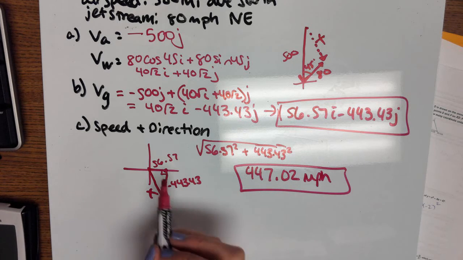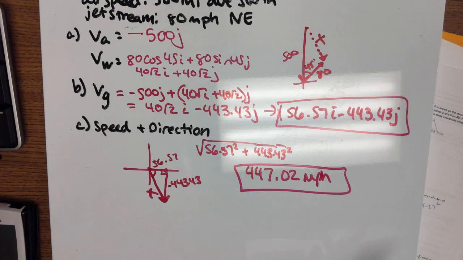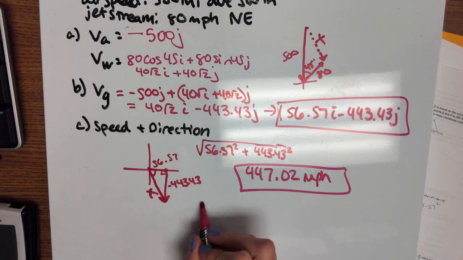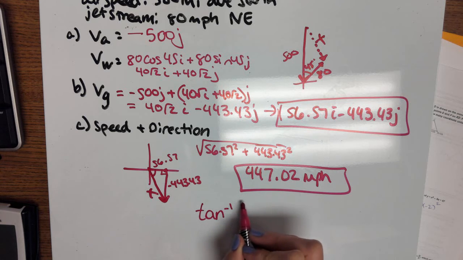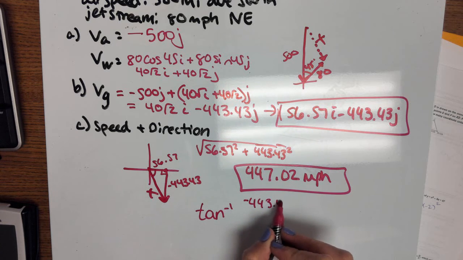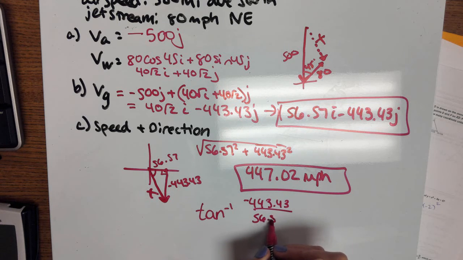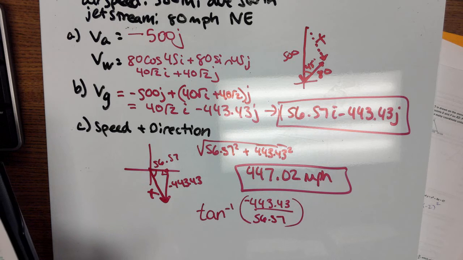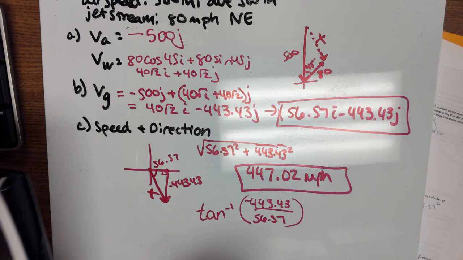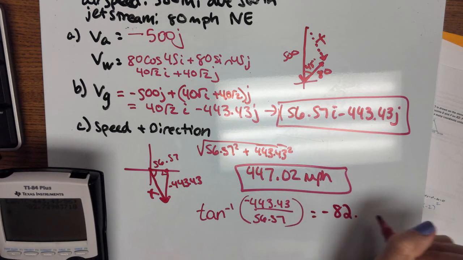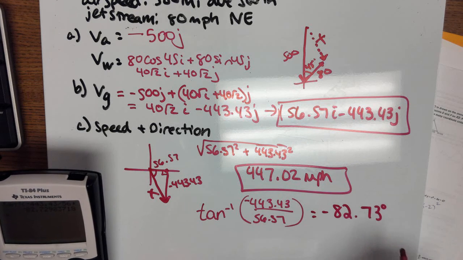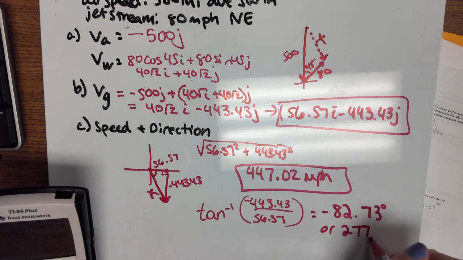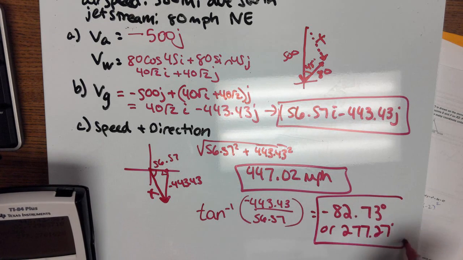The direction, well, we need to find this angle, just like we were doing with the basic vectors, the direction angle. So it's a right triangle. We have the opposite and adjacent leg. So then inverse tangent of negative 443.43 over 56.57. When we type that in, we end up getting negative 82.73 degrees. And you can keep it that way, or you could subtract it from 360 and get 277.27 degrees if you want to go from 0 to 360.